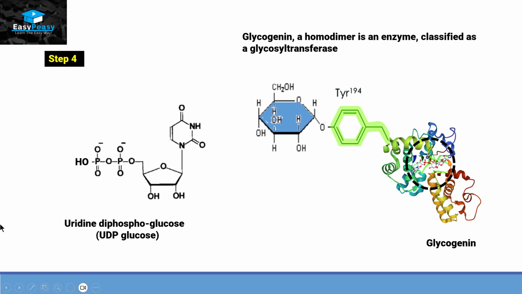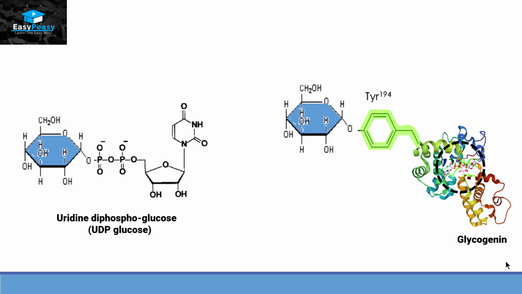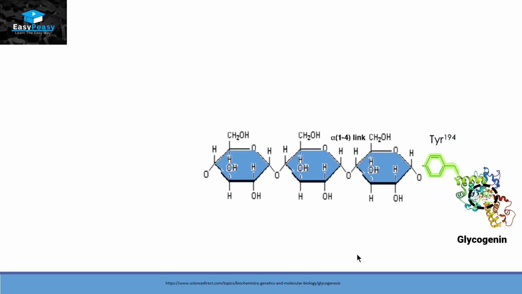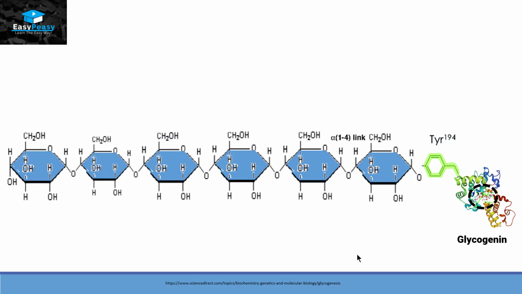Now, this compound will be called uridine diphosphate, and glucose will attach itself to the protein glycogenin. In this way, another UDP-glucose will come, and again, this glucose will get the opportunity to attach itself to the first glucose. When these two glucose molecules make a bond with each other, that bond is called an alpha-1,4 glycosidic bond. In this way, glycogenin, one by one, takes glucose from uridine diphosphoglucose up to 6 or 7 glucose units.